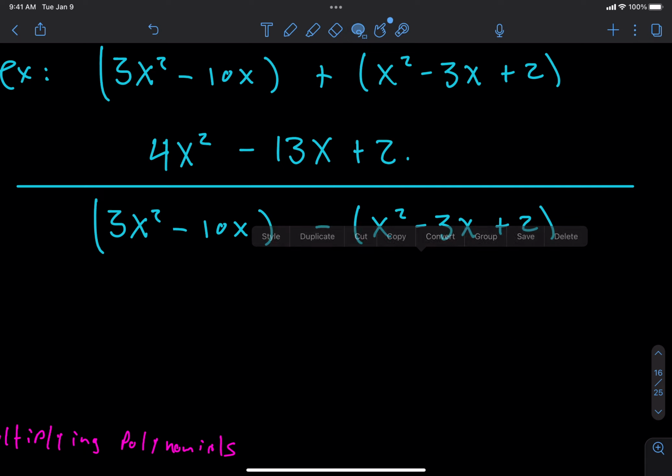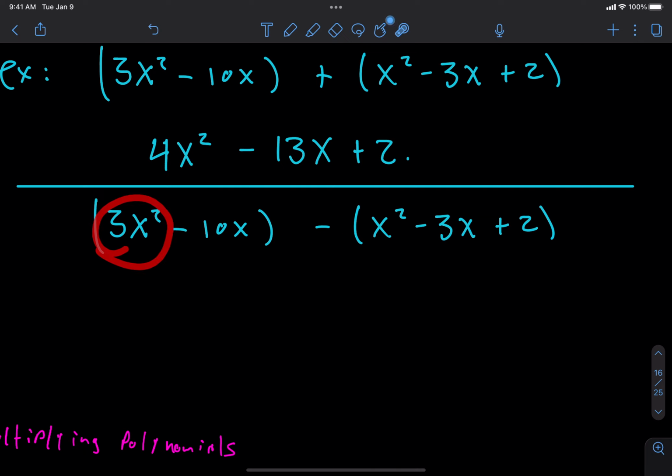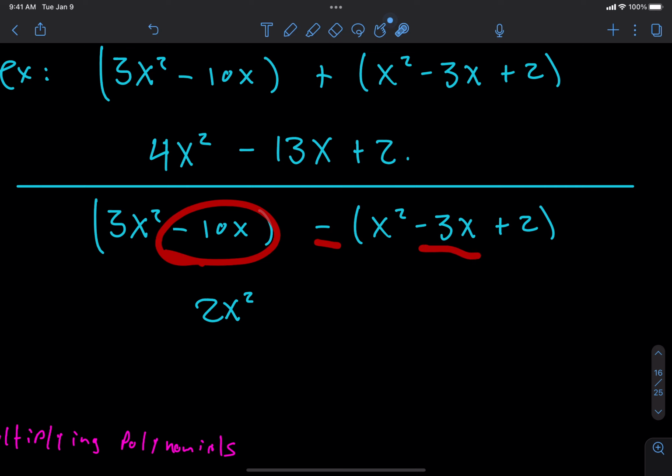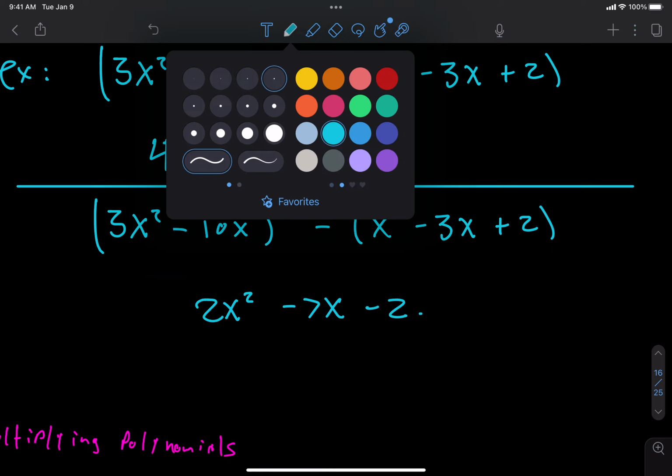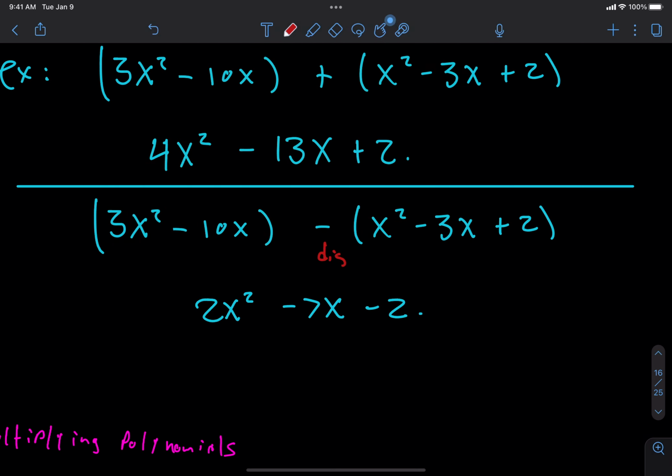Or you could just say, each time I'm going to remember that I'm doing subtraction here, and I'm going to do the following. 3x squared, I'm going to subtract x squared, I get 2x squared. And then I'm going to take negative 10x, I'm going to subtract negative 3x, what will I get? Negative 7x. And then I'm going to take 0, and then I'm going to subtract 2 from it and get negative 2. Okay, so do not forget to distribute the minus sign.